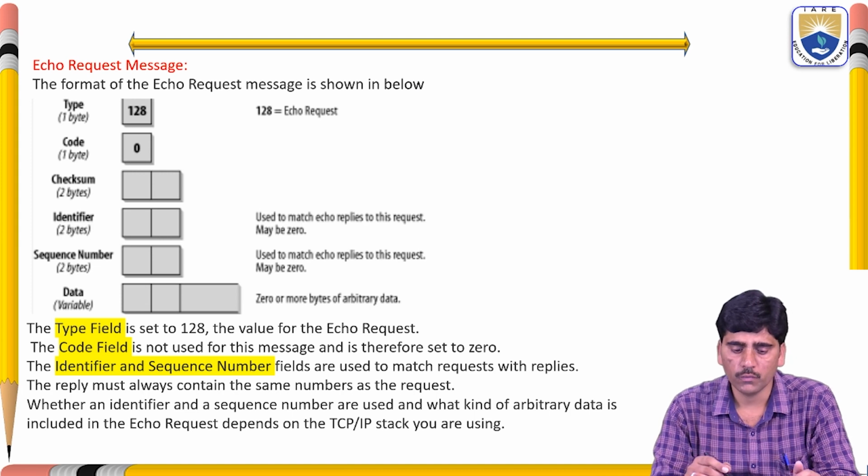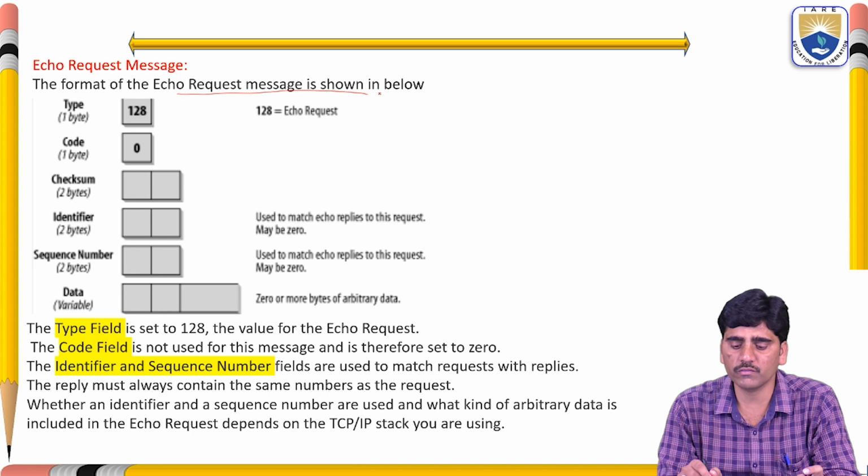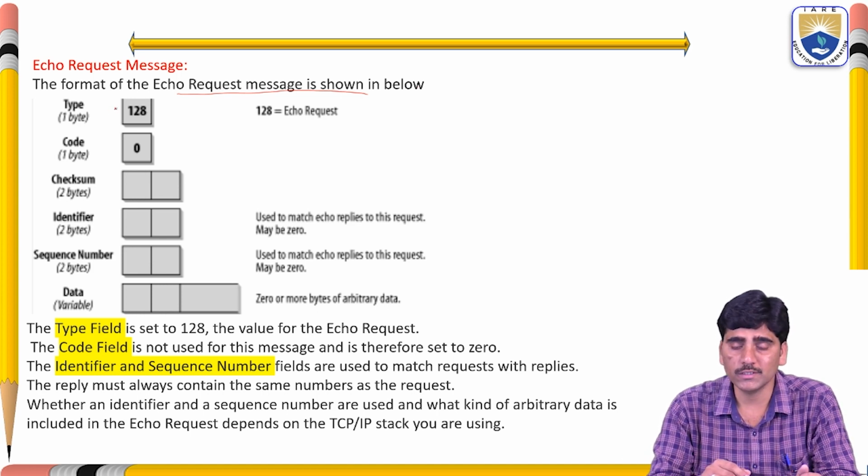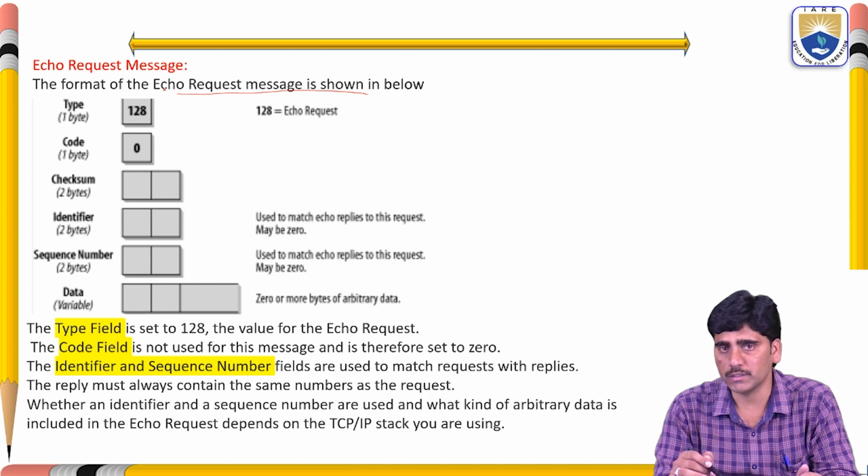Here we can see the echo request message. The format of the echo request message is shown below. The type indicates the type of the message, whether it is echo request or echo reply.